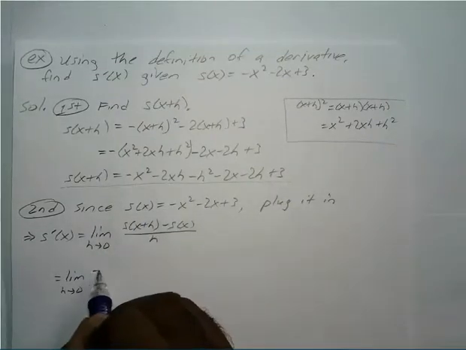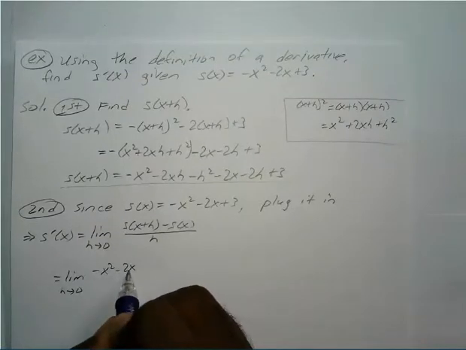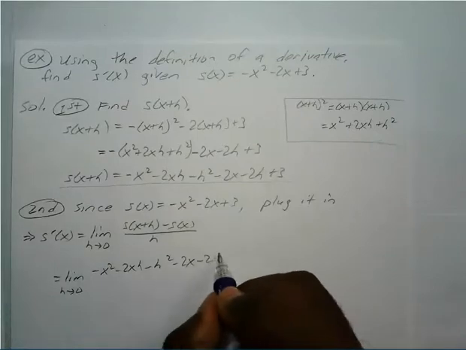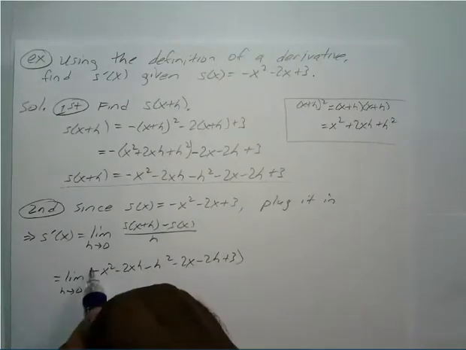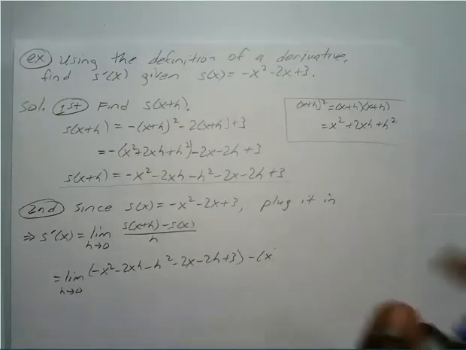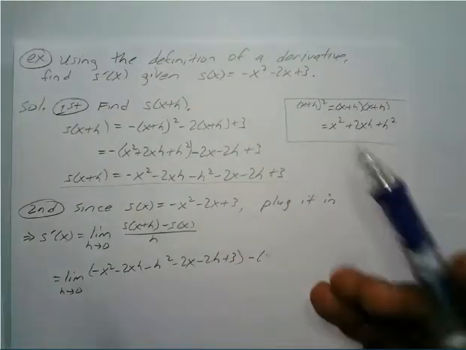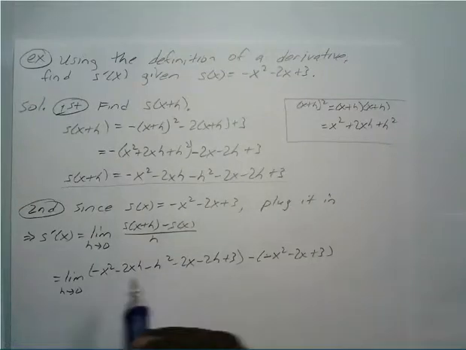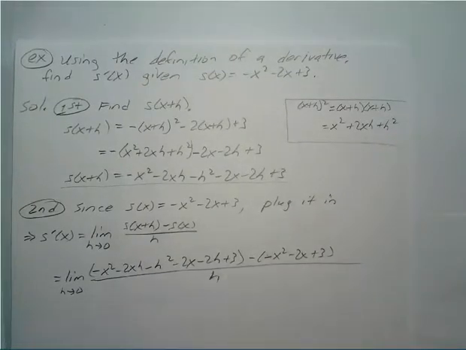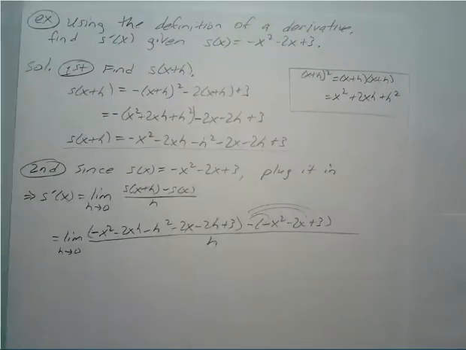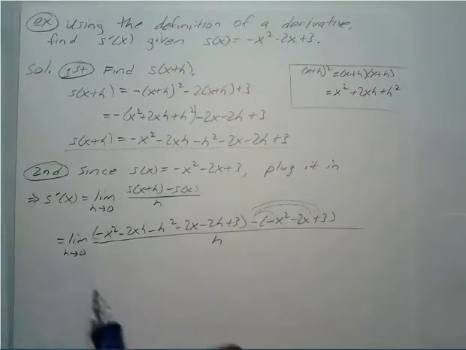So that's negative x squared minus 2xh minus h squared minus 2x minus 2h plus 3 minus s of x, so that's minus x squared, negative x squared minus 2x plus 3, all over h. Alright, so we're going to go ahead and just distribute that negative. Get rid of those parentheses. Same thing here, we can just drop the parentheses in front.